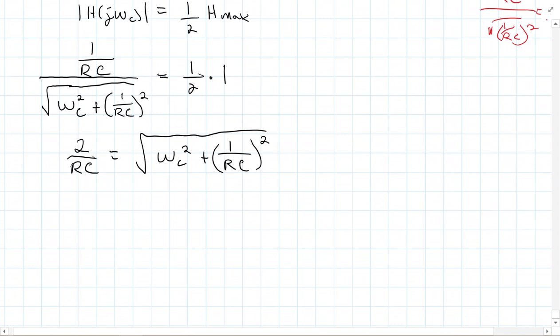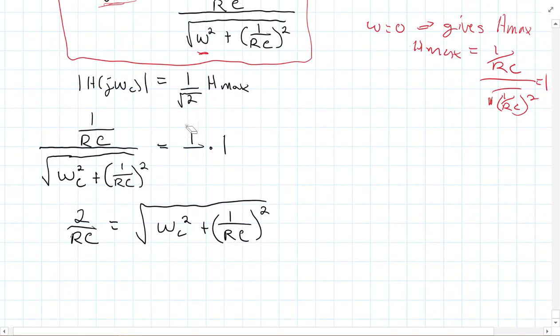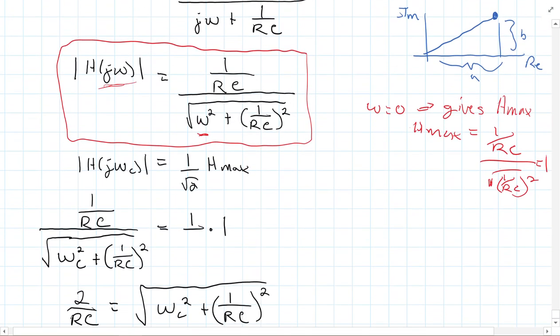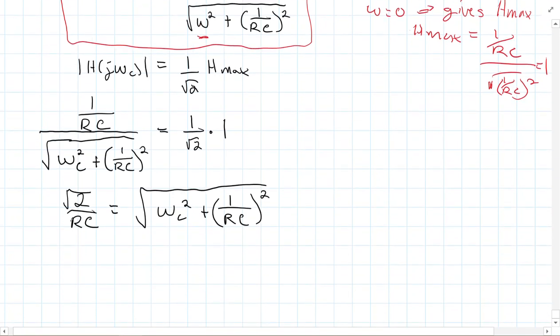Square both sides. Did I do that correctly here? Something seems wrong to me for a second. Let me think for a second. And the issue I had is that, you probably all caught it, I was like, something's not right here. And it's because it's not 1/2. It's the 1 over the square root of 2. It's 1/2 when we deal with power. So I've got square root of 2 there. Okay, that makes everything work now.